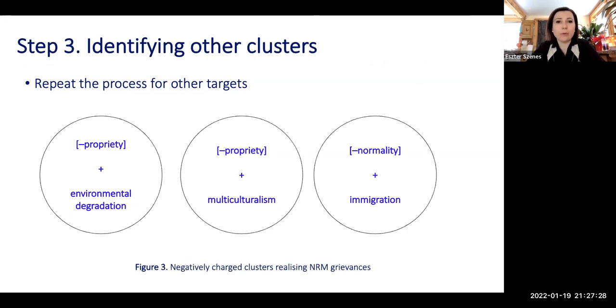So I'm just showing you a few examples here. For example, the topic of environmental degradation is almost exclusively evaluated by negative judgment, ditto for multiculturalism. So environmental degradation and multiculturalism are evaluated as unethical in the Nordic resistance movement's manifesto, while immigration is evaluated as abnormal. So these are some of the negatively charged clusters that realize their grievances.